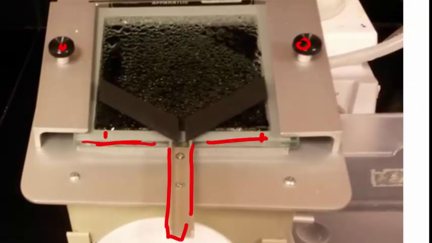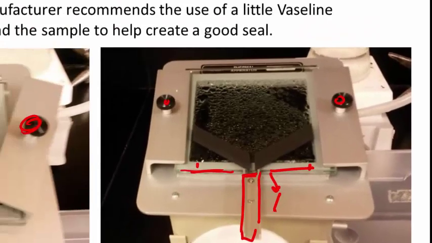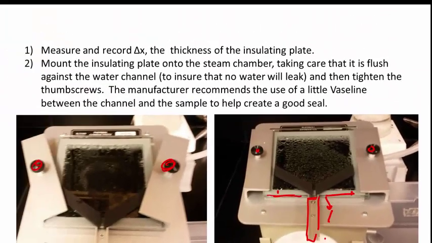The manufacturer, Pasco, recommends putting a little Vaseline right in here between the channel and the sample to make sure that you get a good seal so you don't have water leaking down here and not into the cup. And again, not all of you will have glass. Some of you will have different material.